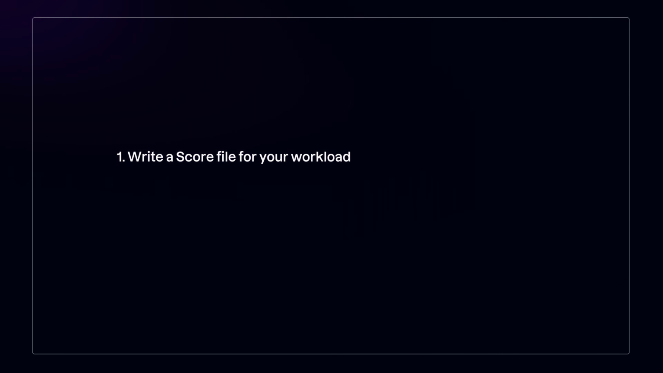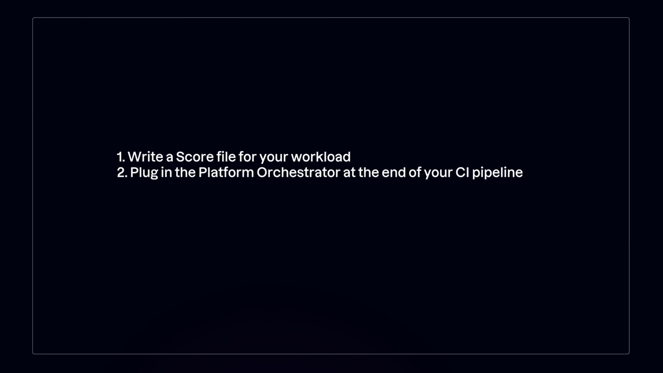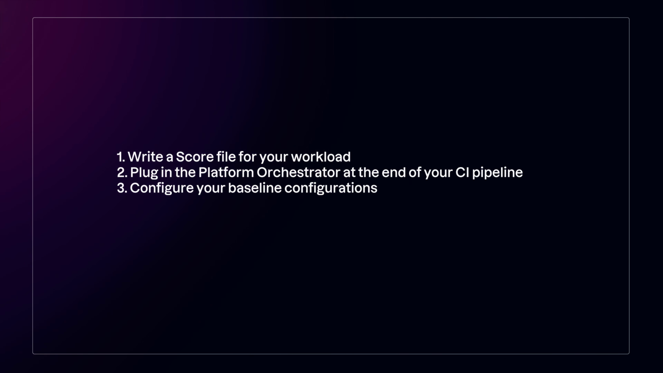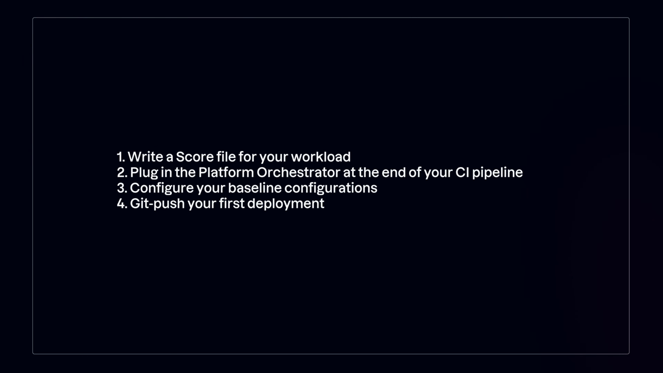Getting started is easy. Write a Score file for your workload, plug in the orchestrator at the end of your CI pipeline, configure your baseline configurations, and then Git push your first deployment.